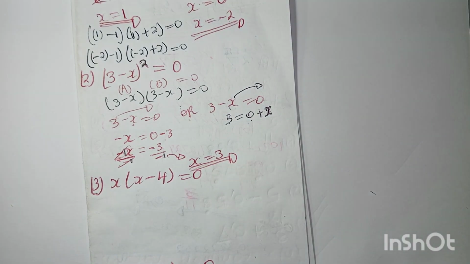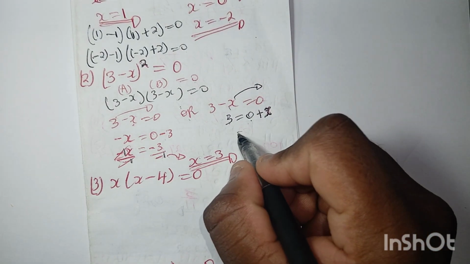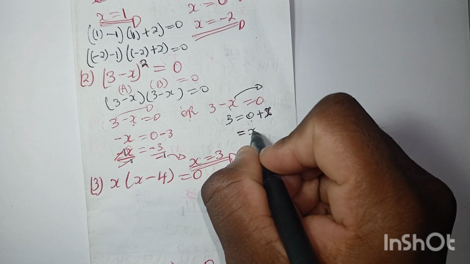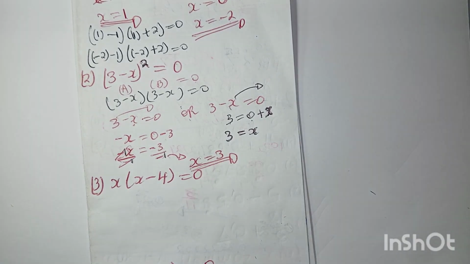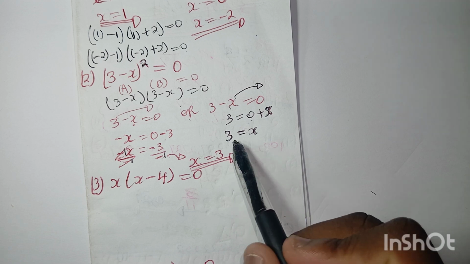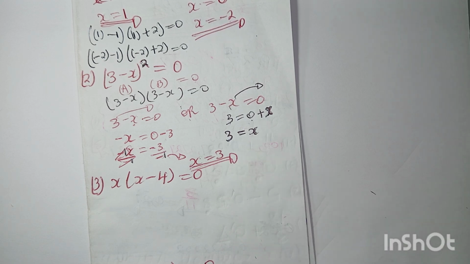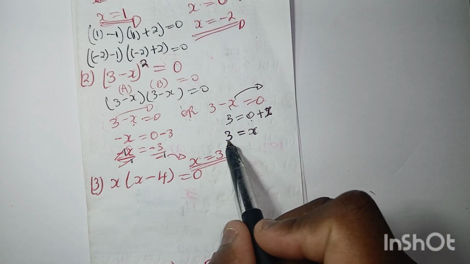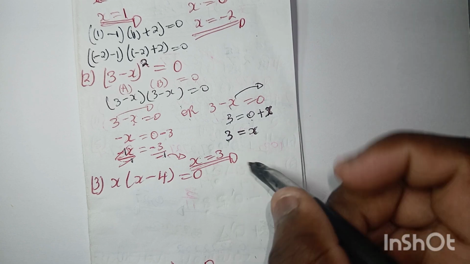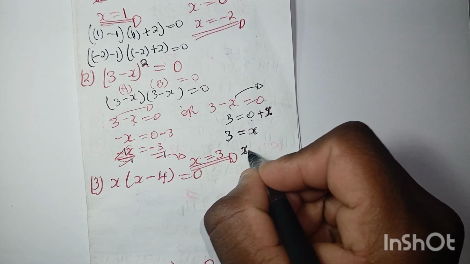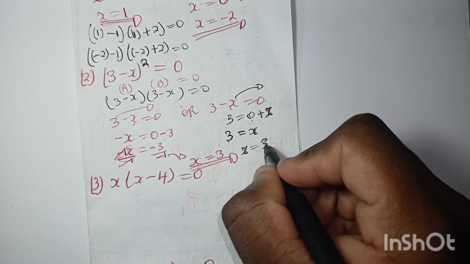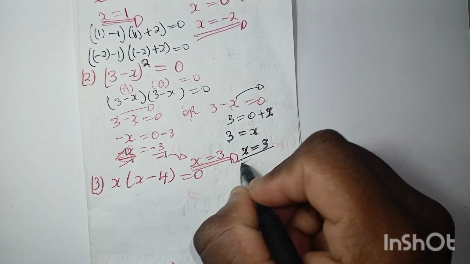In maths, 0 is nothing, meaning 0 will just disappear there. Now x is alone, like that. Do you see? But because I know that it doesn't sound well when I say 3 is equal to x, it's better to say x is equal to 3, guys. It's better to say x is equal to 3.